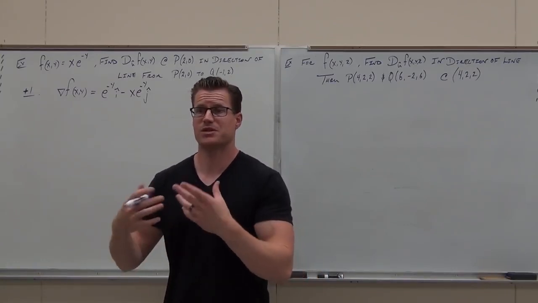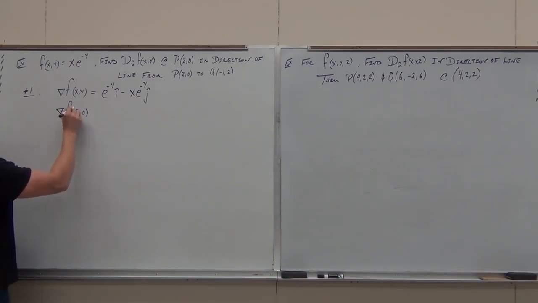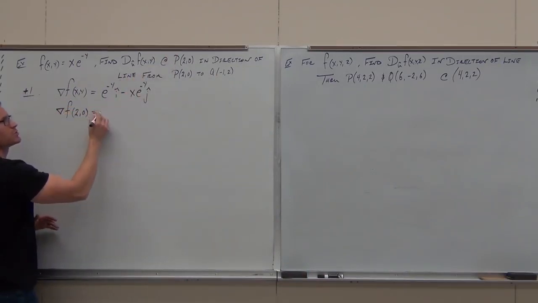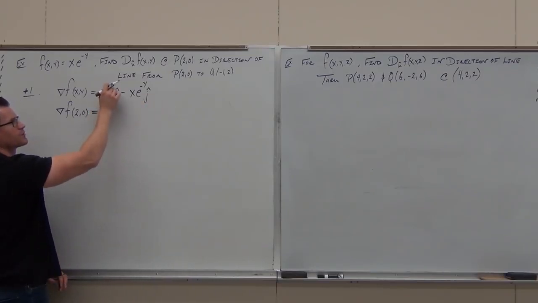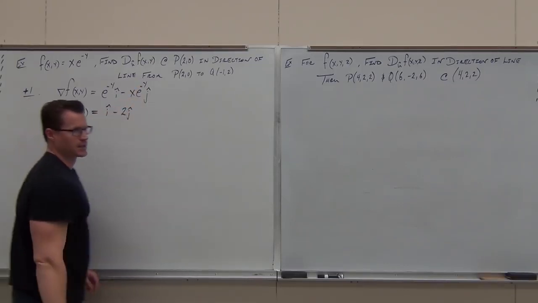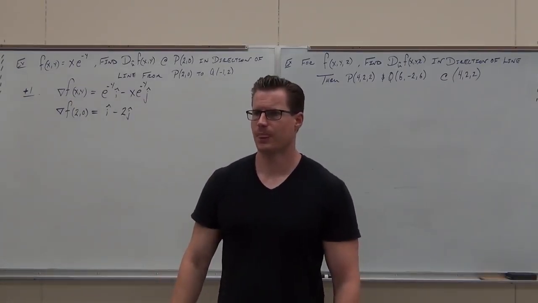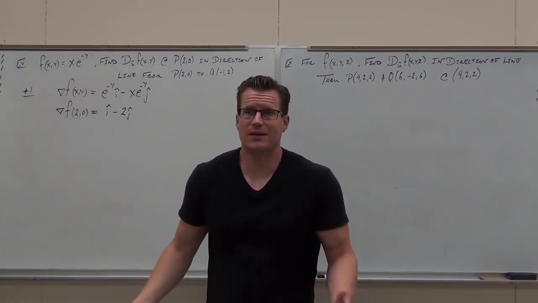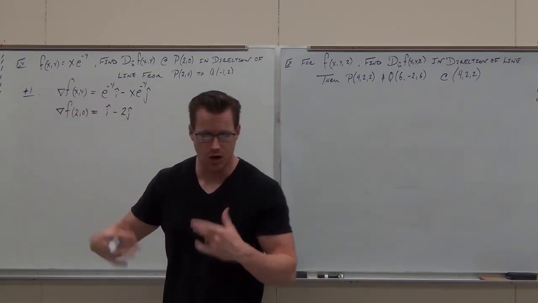That's what it is. At a specific point, we've got to plug in a specific point. So if we want to find this at the point (2, 0), which is what it says, plug in 2 for x, plug in 0 for y. If we plug in 0 for y, we get i. Plug in 2 for x and 0 for y, we get minus 2j. Can I get a double check on that one? i minus 2j. Yeah? Yeah. That's the gradient. That's the direction for the steepest slope of that surface through that particular point. That's what we're talking about.